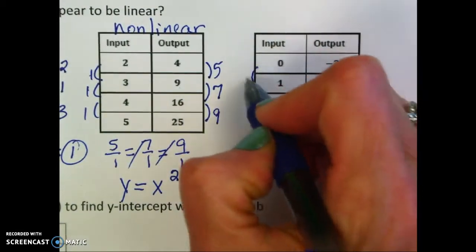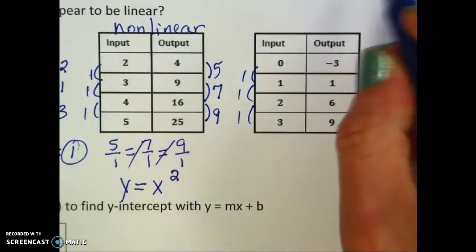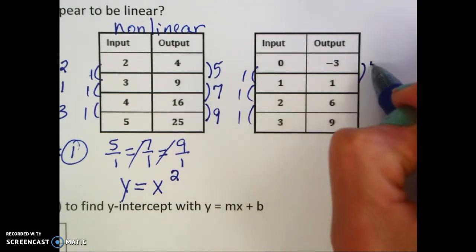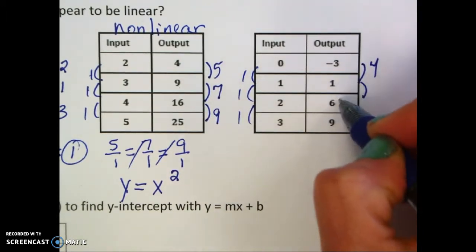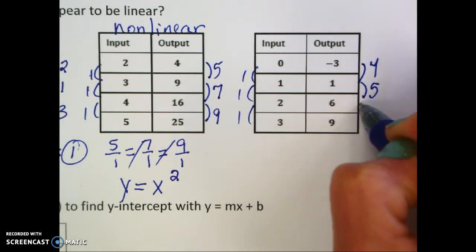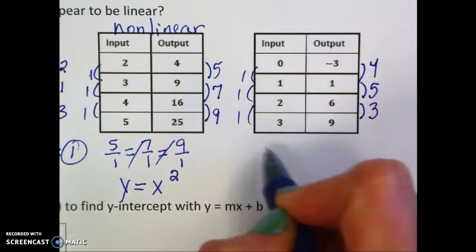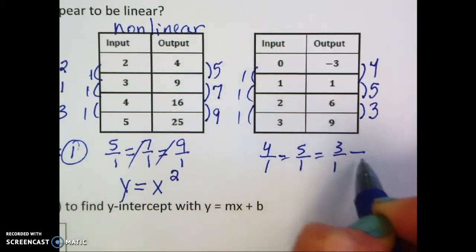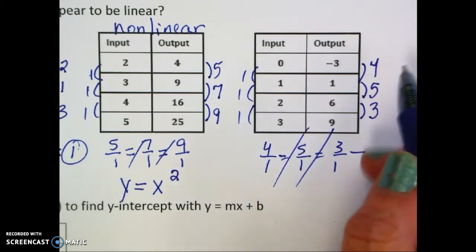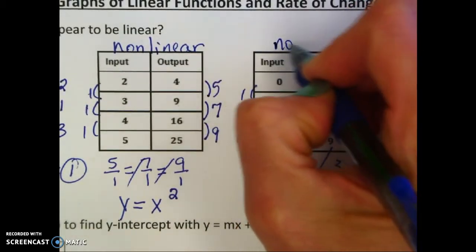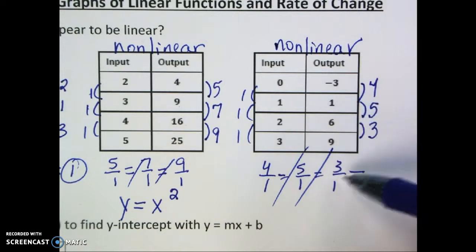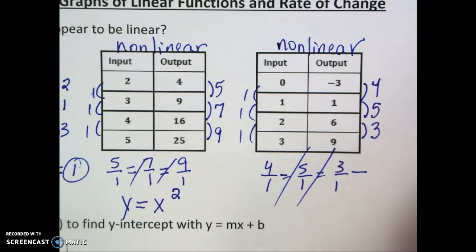All right, again, we're going up by 1s on this side, so we just need to be consistent on this side. Going up here by 4, we go up here by 5, and then we go up here by 3. 4 divided by 1, 5 divided by 1, 3 divided by 1. None of those are equal to each other, so this is again going to be nonlinear. And there's not really a pattern here. We would probably not be able to get an equation for this.